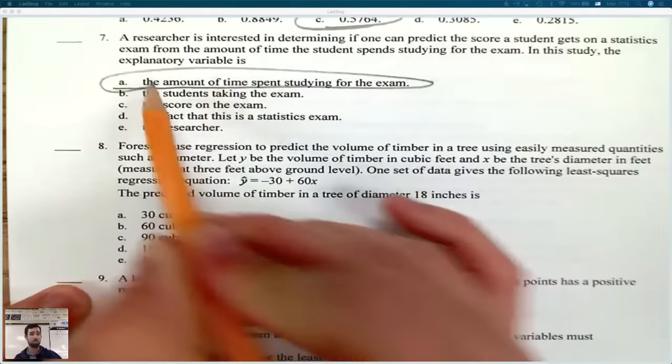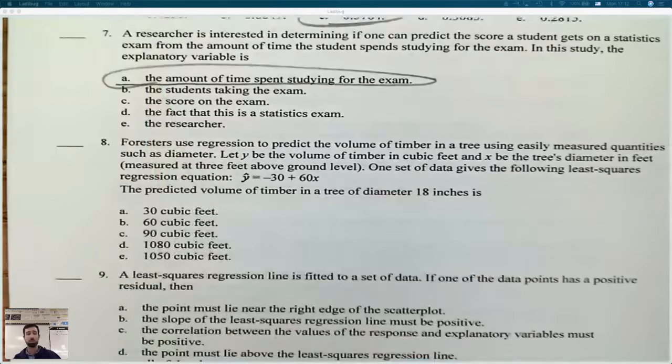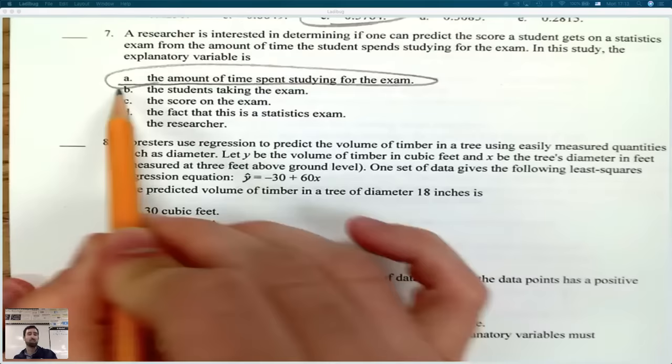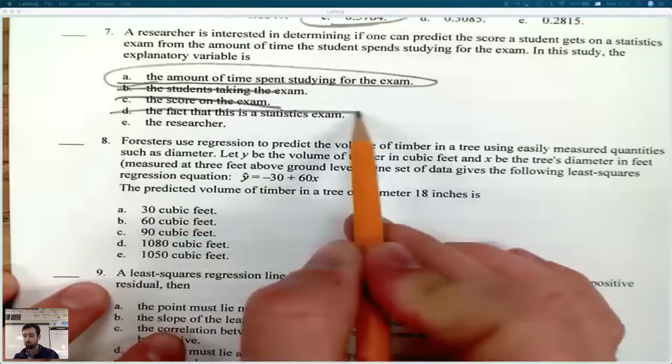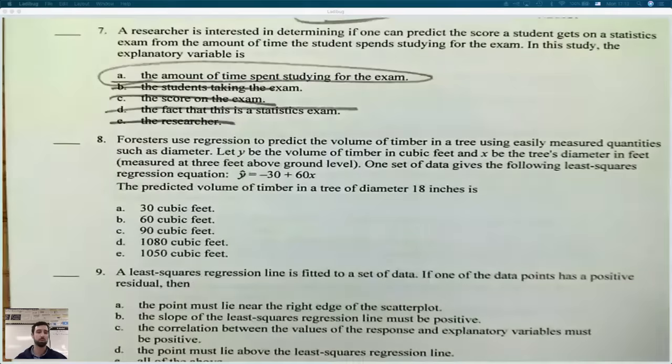Number of students is your sample size. Score on the exam is your response variable, because we think that your time spent studying will have an effect on your score. So it will change something in your score. The fact that this is a statistics exam, nope. The researcher, nope. That's the experimenter.